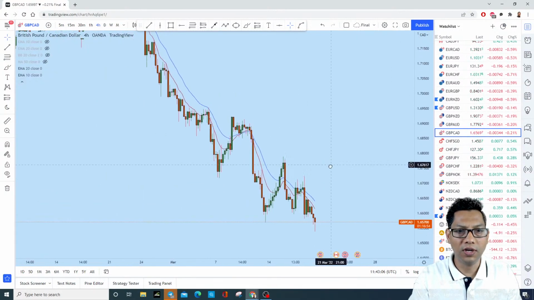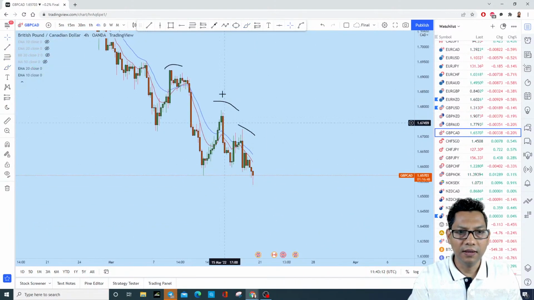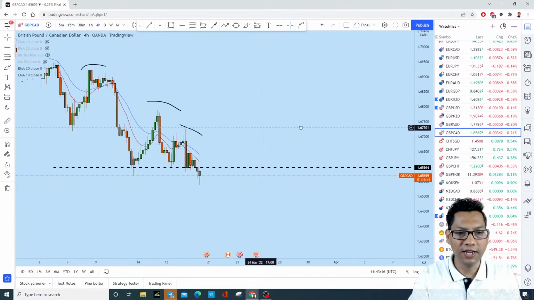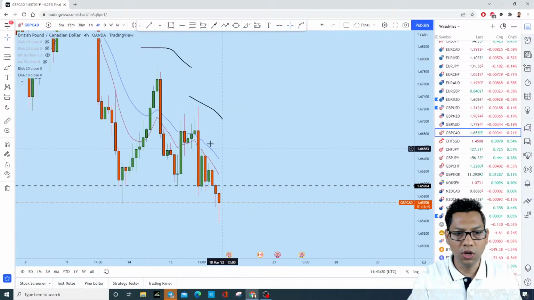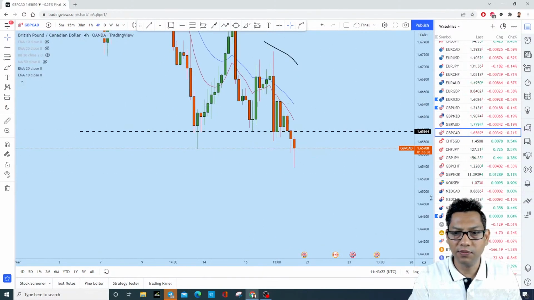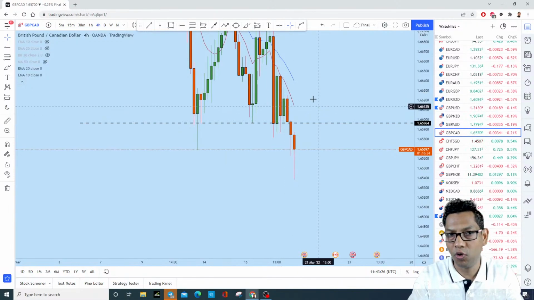Look at this 4 hour time frame. You see a series of lower highs, right? And then the price came to this level of support. You see this level of support is newly created, and the price slowly put pressure on this level of support and then created this red candle. This is the 4 hour time frame.